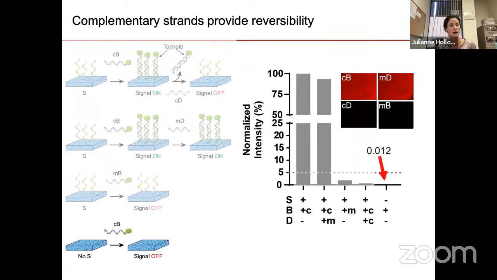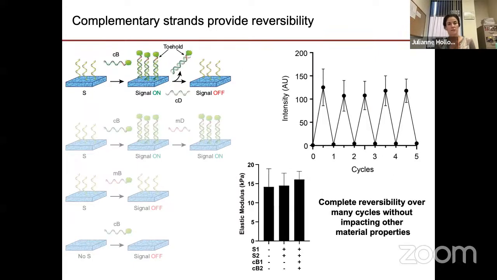And then lastly, we added the complementary biomolecule strand without the surface strand, and we also didn't see any signal, demonstrating that the binding was very specific, and we didn't see any non-specific binding of the complementary biomolecule to the hyaluronic acid surface. This process is very repeatable, and so you can see that by adding fresh complementary biomolecule to our hydrogels and then the complementary displacement, we're able to turn this signal on and off over 5 cycles.